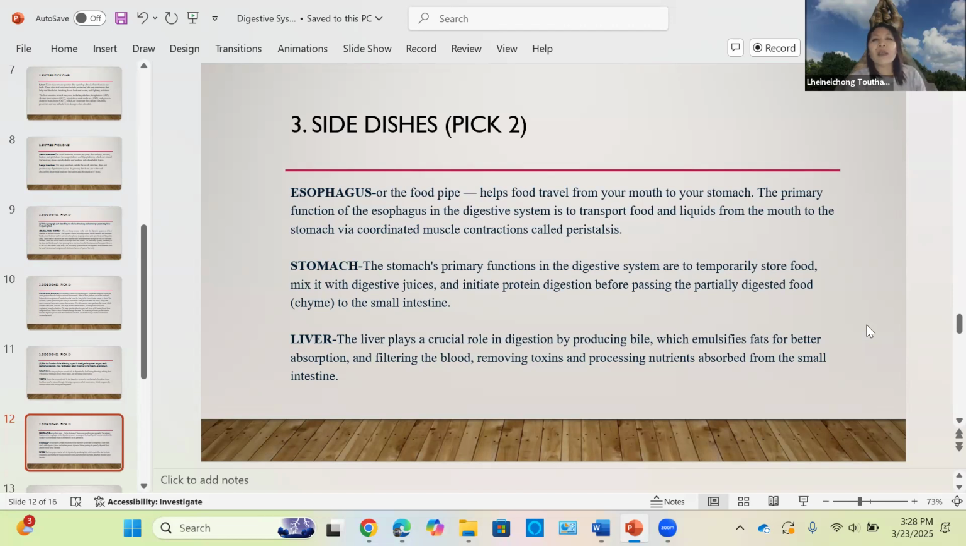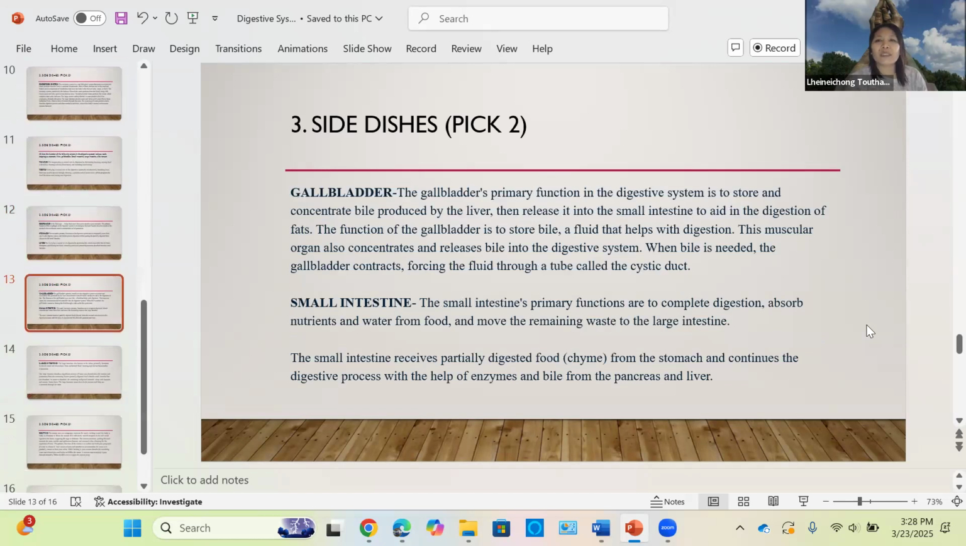The next is the liver. This plays a crucial role in digestion by producing bile, which emulsifies fats for better absorption, and by filtering the blood, removing toxins and processing nutrients absorbed from the small intestine. And the next is the gallbladder. The gallbladder's primary function in the digestive system is to store and concentrate bile produced by the liver, then release it to the small intestine to aid in the digestion of fat. So when bile is needed, the gallbladder contracts, forcing the fluid through a tube called the cystic duct.